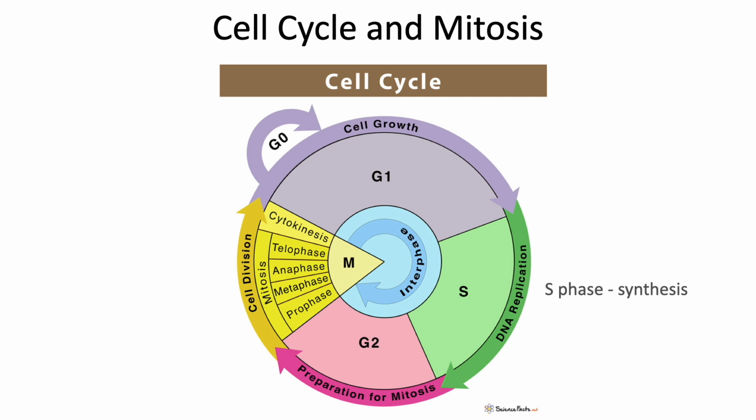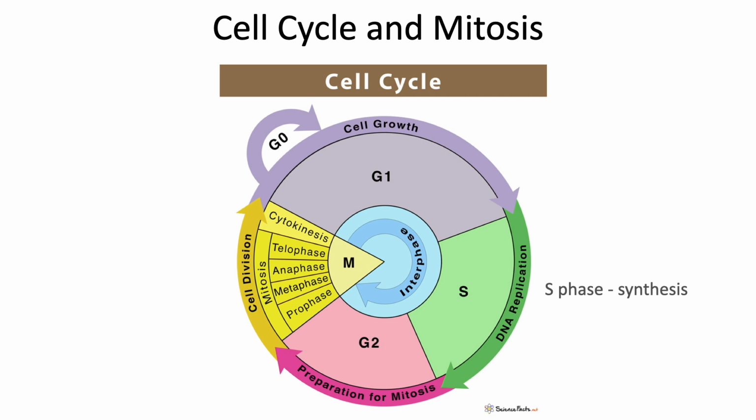There are also checkpoints in these different types of phases. And if something hasn't occurred correctly, it gives a cell the opportunity to correct it or to undergo programmed cell death, apoptosis, and take itself out of the equation. If there's a problem and the cell could be problematic for the benefit of the organism, they can undergo programmed cell death.